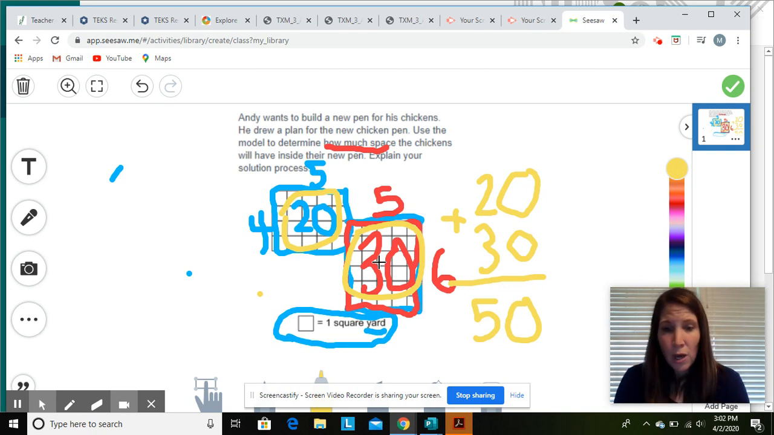And I want you to go out to Seesaw and I want you to complete the one question that looks very similar to this. And then I want you to practice Education Galaxy under your red tab, red assignments tab.